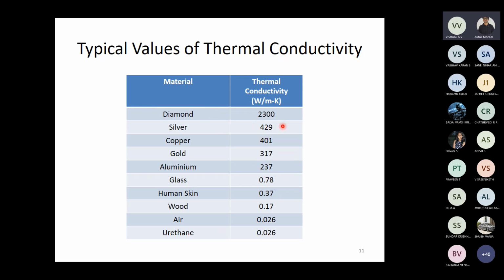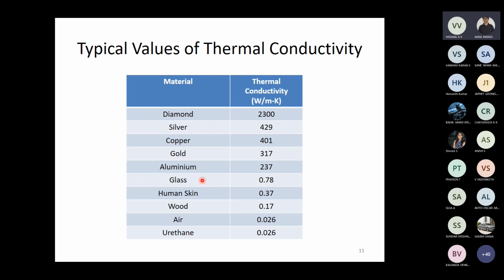Next comes silver, about 429 watt per meter Kelvin. Copper, next one, 400 watt per meter Kelvin. Gold, 317, again expensive, so we cannot use it for commercial applications. Aluminum is 237. It's a decent conductor, and therefore, as far as good conductors are concerned, we find aluminum as the material of choice. One reason is that it is a good conductor, and another is that aluminum is lighter in weight and not expensive. So aluminum applications in engineering are quite common.